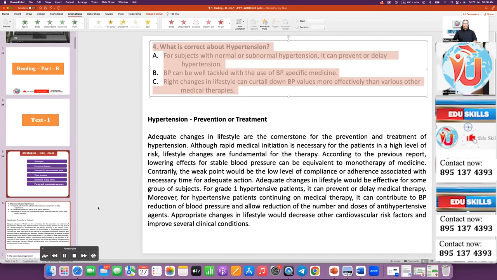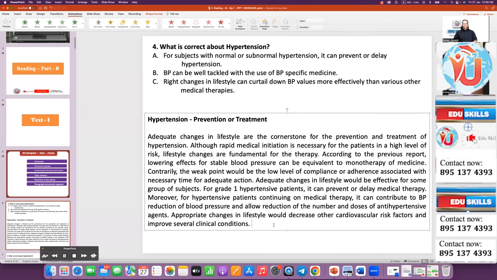4. What is correct about hypertension? For subjects with a normal or subnormal hypertension, it can prevent or delay hypertension. BP can be well tackled with the use of BP-specific medicine. Right changes in lifestyle can curtail down BP values more effectively than various other medical therapies.